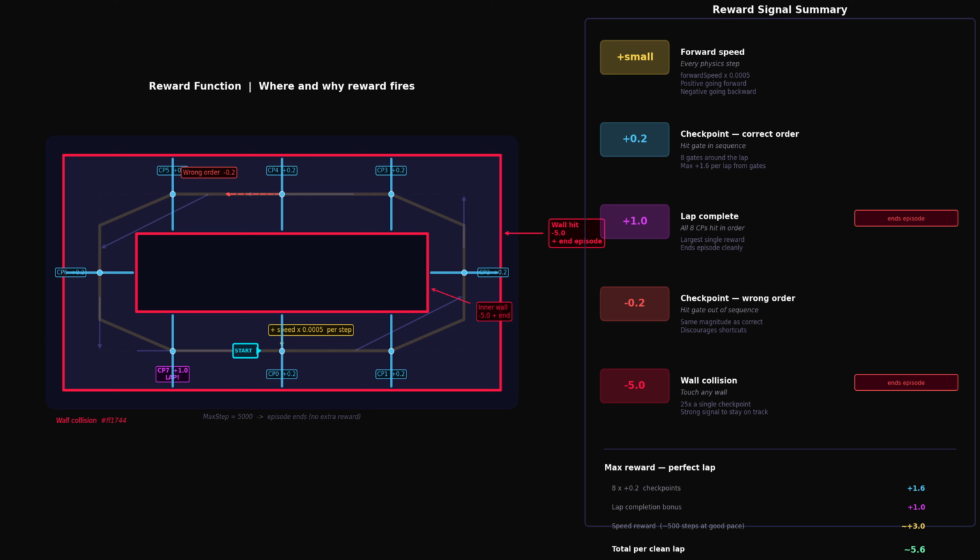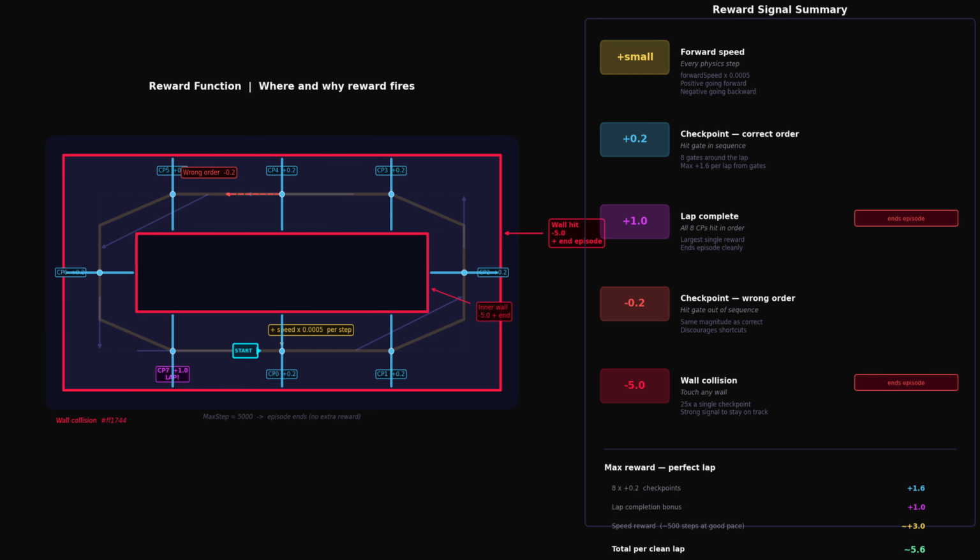Now, the third policy that I put in place is the touch wall. If you touch any wall, the inner wall or the outer wall, you get a penalty of 5 points, and the episode ends immediately in failure. That is 25 times the value of a single checkpoint. This message is hard to misread. Walls are catastrophic, so the agent needs to stay on track. So you combine all of these to have a perfect lap: you pass all the checkpoints in the right order, you move at the correct speed, you don't touch a wall, and you get a total reward of 5.6. So the bot is designed to maximize its reward.